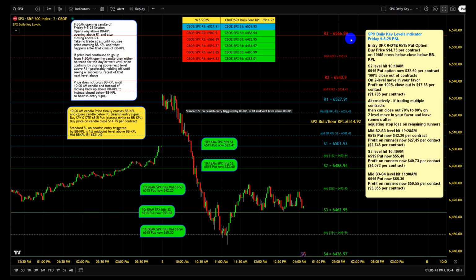Okay, so recapping the trades here on this Friday, September 5th, 2025 session, we had an entry of an SPX 0DTE 65.15 put option. The buy price was $14.75 per contract on the 10 a.m. cross below, close below the BBKPL. So right now we're going to take a look at the Thinkorswim option chart with all the data boxes for all these prices, and then we'll return back to this chart.